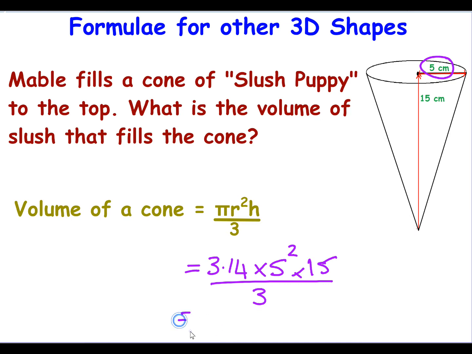So you can put this in your calculator in one go, either by creating a fraction or doing BIDMAS. So we have 3.14 times 5 squared times 15 equals, and then divide it by 3. And we end up with 392.5 centimeters cubed.